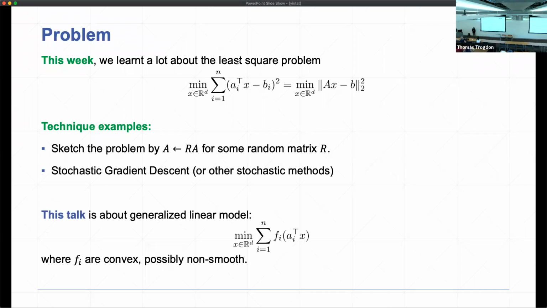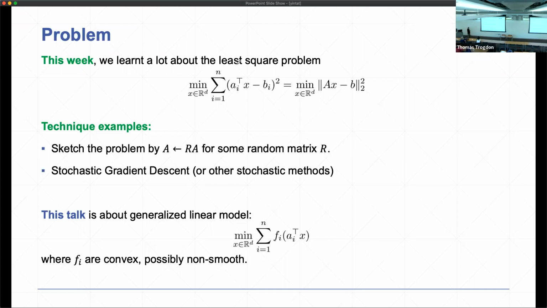And today we will talk about a slightly more general problem. Generalized linear model. You can think of it as replacing the square term by some convex function f. Technically we can deal with each term having a different function, but for this talk you can think it's the same function. But one special thing about this talk is we are almost not going to assume anything about fi. It can be non-smooth. For example, imagine your fi is 0 for positive numbers and infinity for negative numbers. Then that is a linear program.